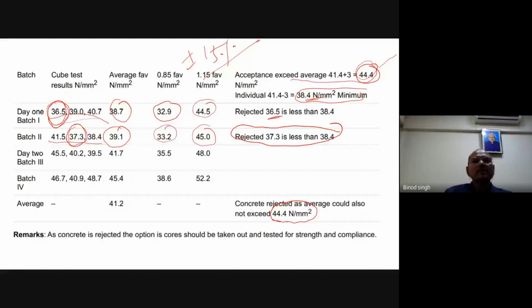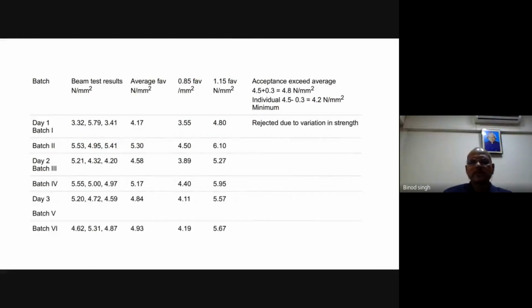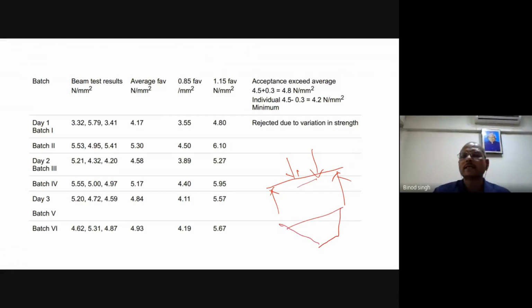Similarly, I have taken for cubes also. Beam flexural test, 2-point test. It has been done for the flexure, because we will be getting the bending moment here in this zone, and shear force is 0. If you draw the bending moment diagram, you will be getting like this. Shear force diagram means it will be like this. Here will be there and here will be there. So this zone is having shear force 0.